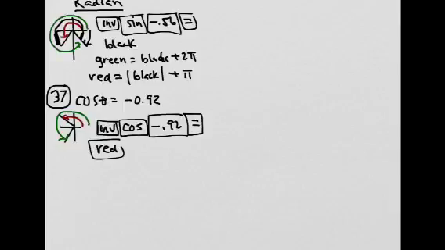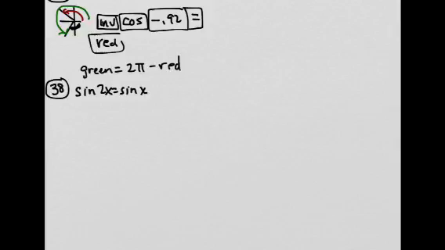To get the green angle, the red angle measures the same as this one that I'm marking in black. So all you need to do to get the green angle is take 2 pi minus the red angle, the one on your calculator screen. And there you'll have both answers.